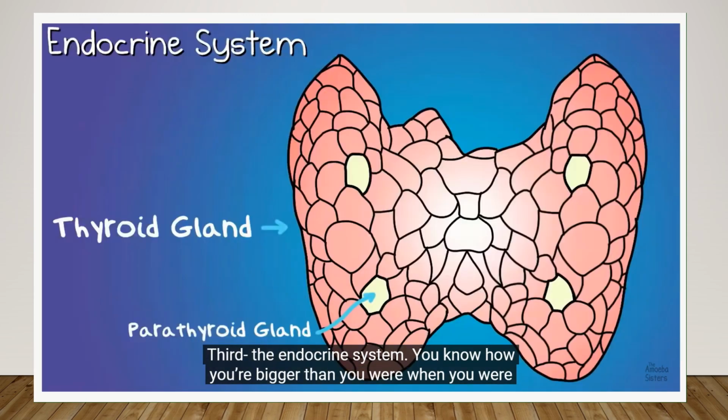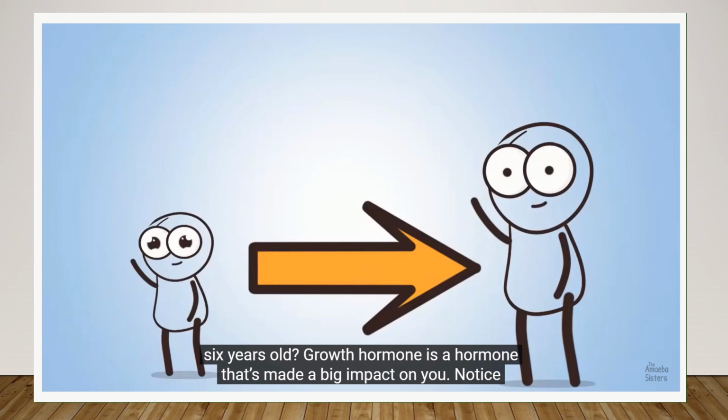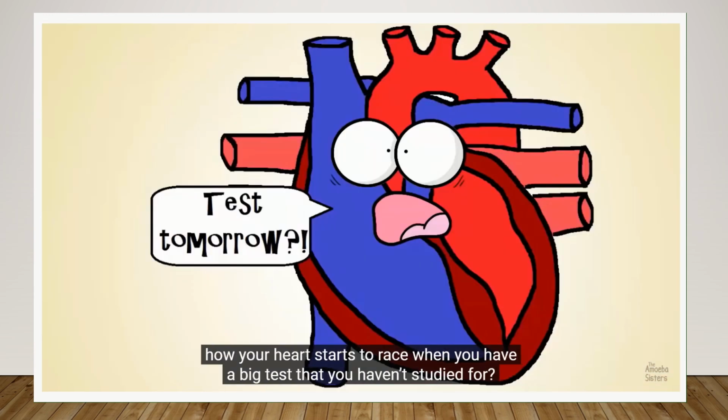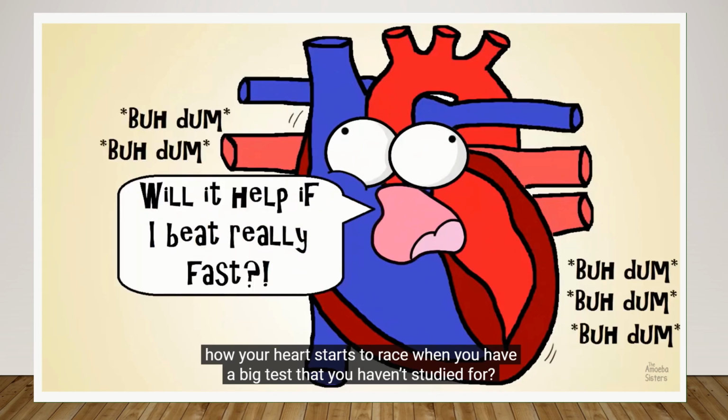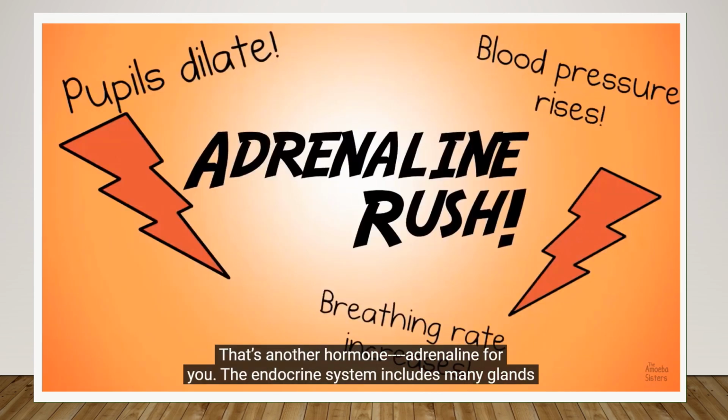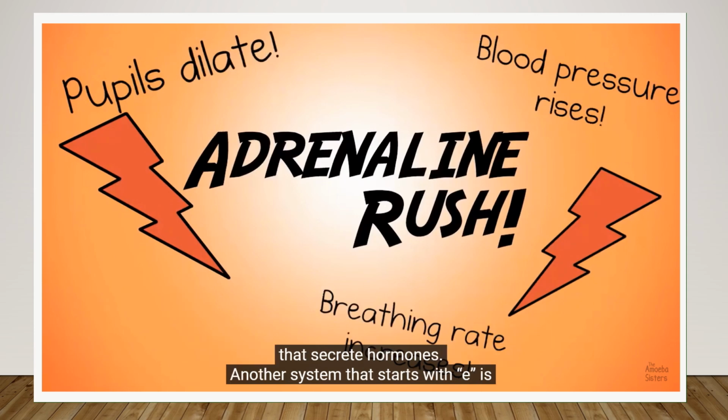Third, the endocrine system. You know how you're bigger than you were when you were 6 years old? Unless you are 6 years old. Growth hormone is a hormone that's made a big impact on you. Or another example, notice how your heart starts to race when you have a big test that maybe you haven't studied for. Well, that's another hormone, adrenaline. The endocrine system includes many glands that secrete hormones like those examples.